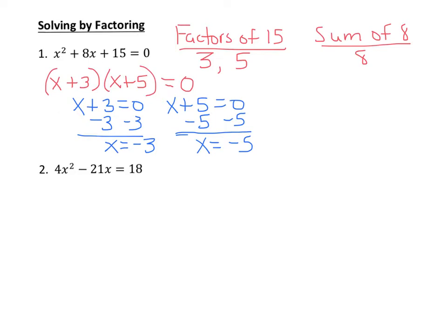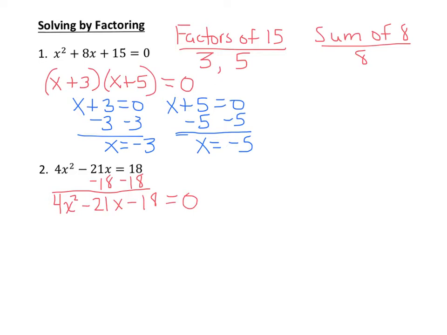Number 2 is also using factoring, but if you notice here, it equals 18. It doesn't equal 0. Well, we need to set it up so that it will be set equal to 0. So we're actually going to subtract the 18 from both sides and rewrite our quadratic equation. So we have 4x squared minus 21x minus 18 equals 0. Now we can go and factor.